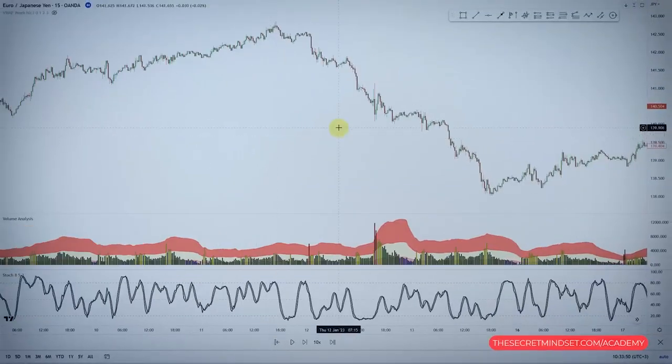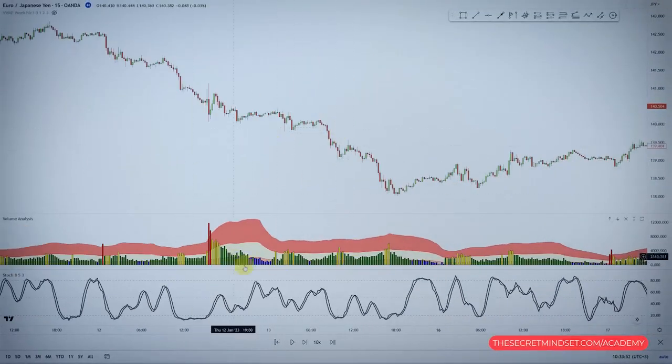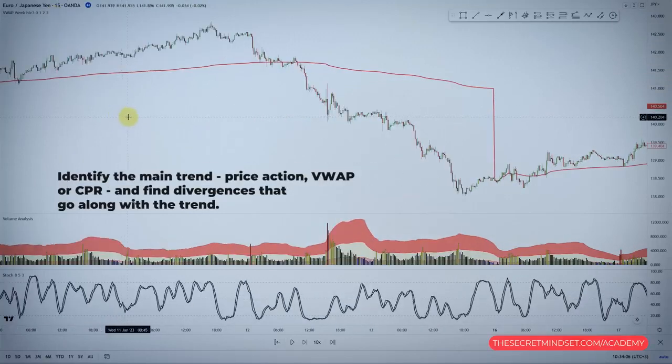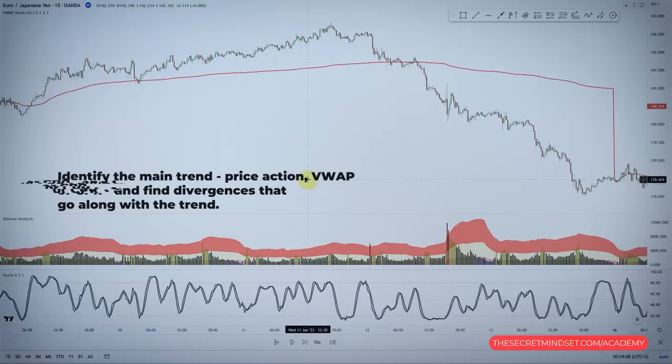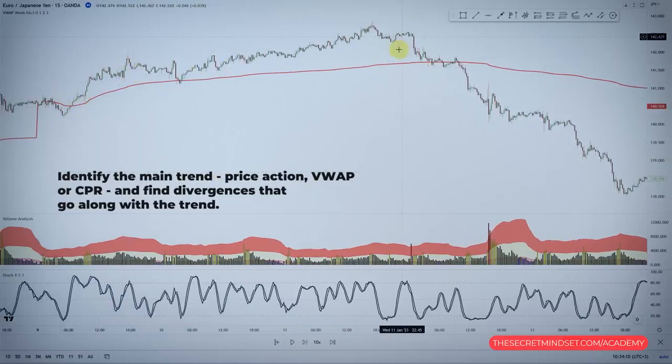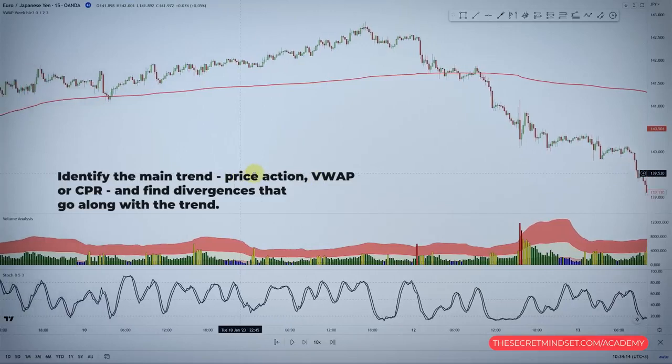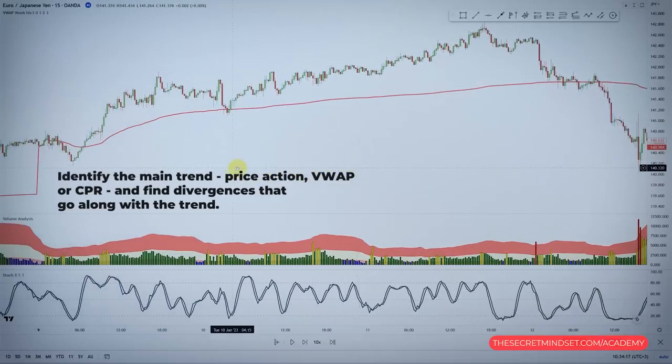The reason why so many day traders fail when taking divergence signals is because they take counter-trend signals. They spot a regular divergence and immediately think the market will reverse. A smarter way to trade divergences is to identify the main trend, maybe with price action, maybe with the VWAP or the CPR indicator, and find divergences that go along with the trend.